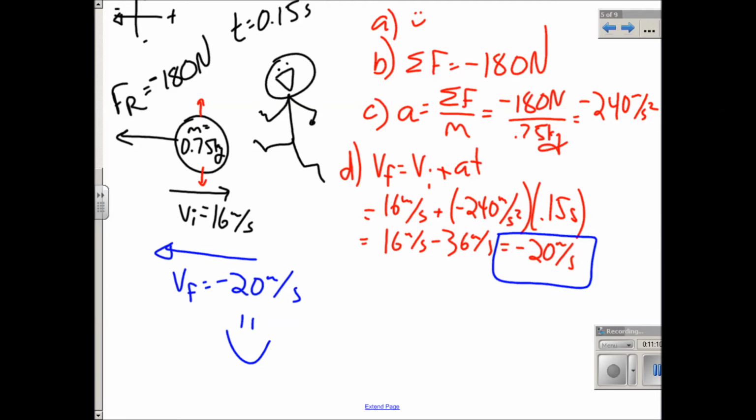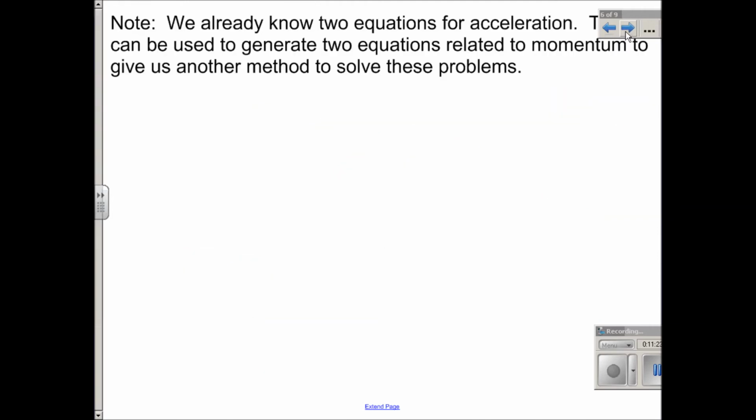All right, so we're going to solve this problem again using some new equations. Hopefully, if everything works the way we want it to, our final velocity will once again be negative 20 meters a second. All right, so here we go. Before we do it, we got to come up with these new equations. We already know two equations for acceleration. They can be used to generate two new equations related to momentum to give us another method to solve these problems.